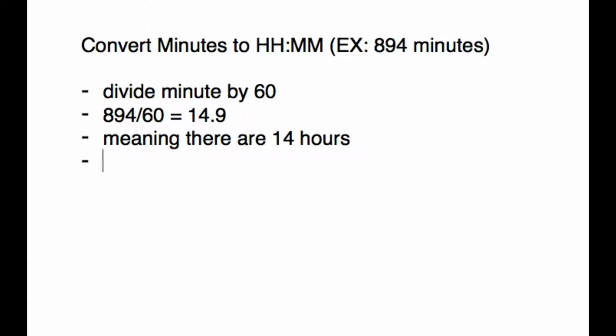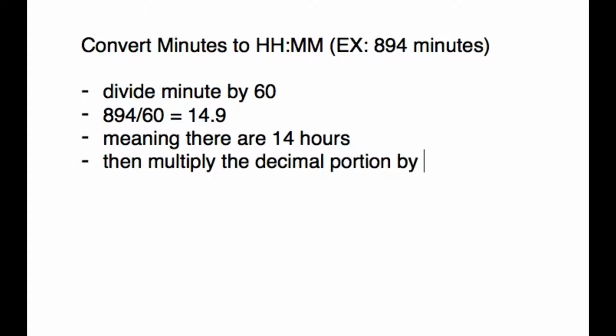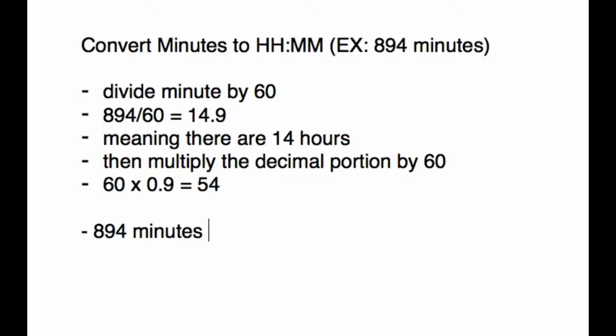And then you need to make sure your students are able to convert hours, minutes from just a total minutes format. So you're going to divide the total minutes by 60, giving us 14.9, meaning there's 14 hours in this minutes total. Then you need to multiply the decimal portion of 0.9 by 60. And 60 times 0.9 is equal to 54 minutes. So the hours minutes format of 894 minutes is 14 hours, 54 minutes.